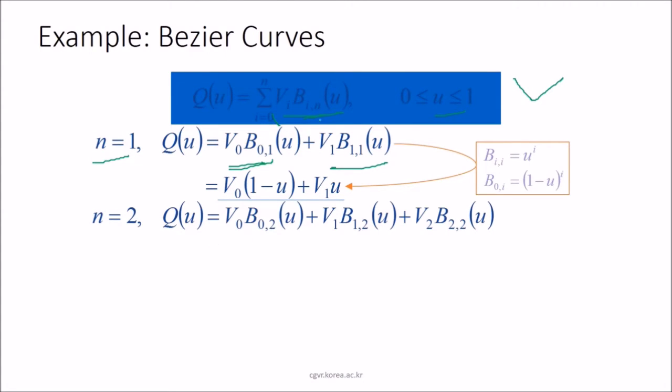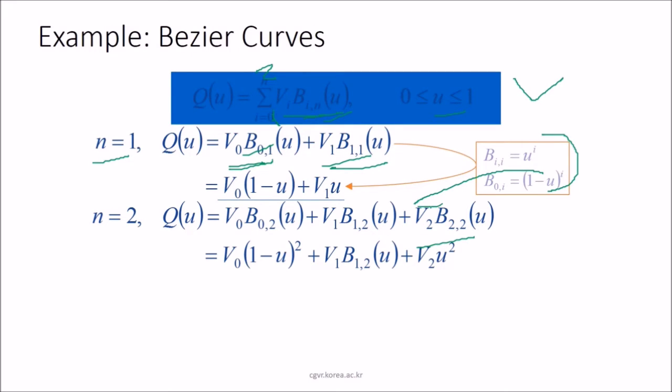For n equal to 2, in a similar fashion, i varies from 0 to 2. So 0, 1, and then one more will be added. The representation will be V0 (1 minus u) square. We just replace these two here, plus V1 B_1^2 and V2 u square.